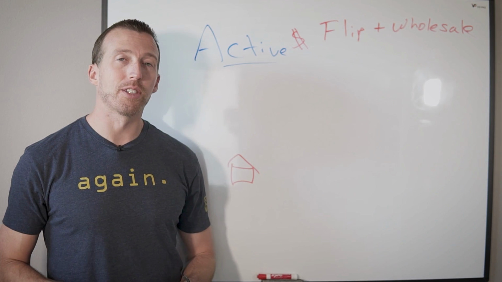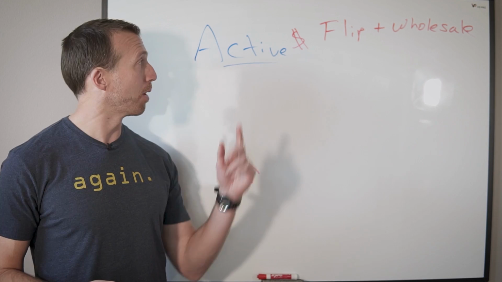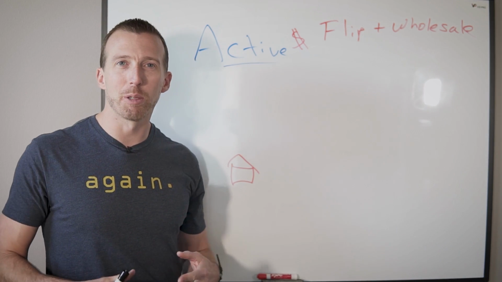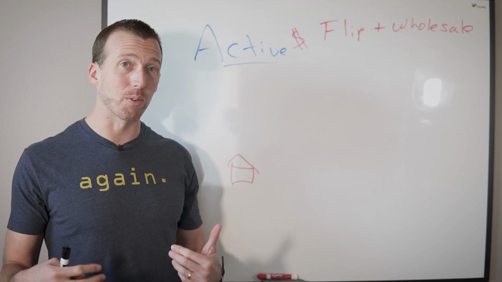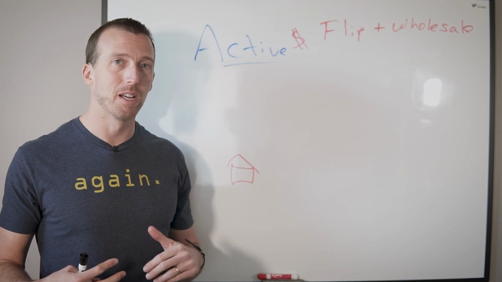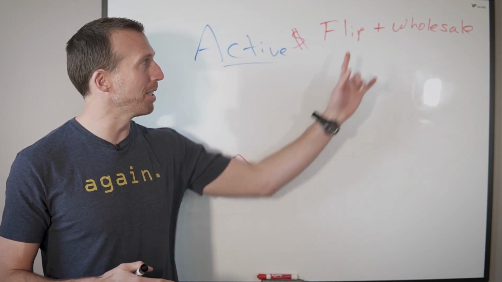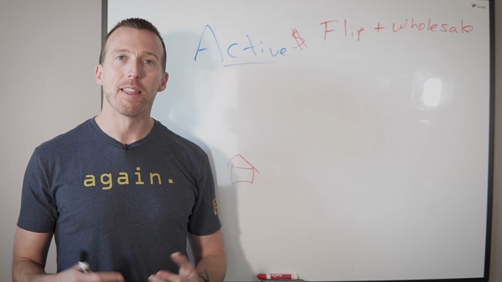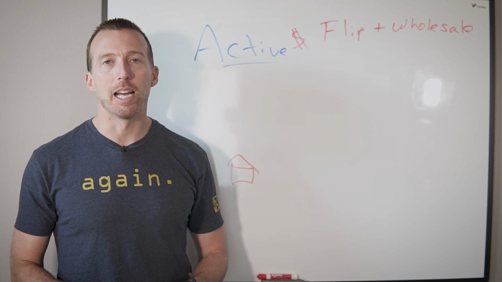Okay, so next I'm going to transition into how I've set up my entities for active income. So that's going to be my flips, my wholesales, whatever it is that revolves around active income in my real estate business. For you, there's other ways to earn active income, but these are the two biggest ones, flipping and wholesaling, that most people are going to experience.